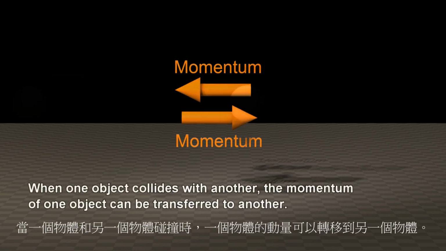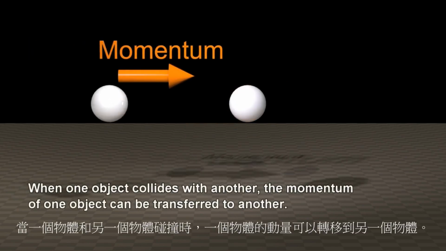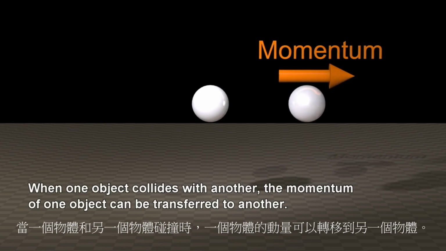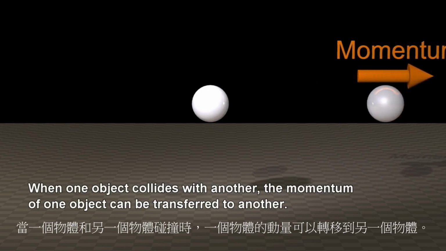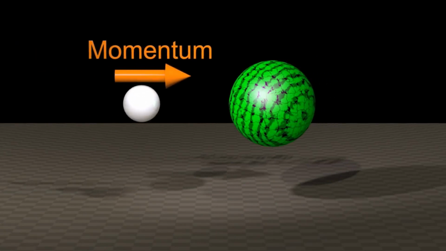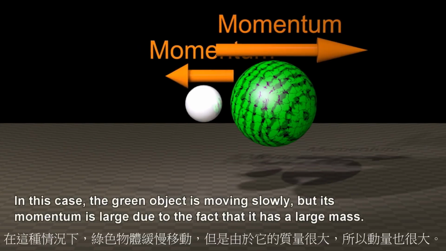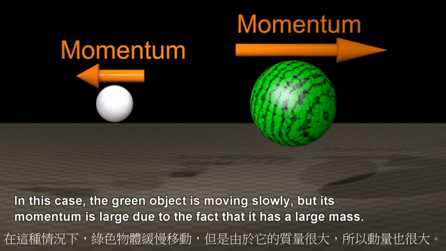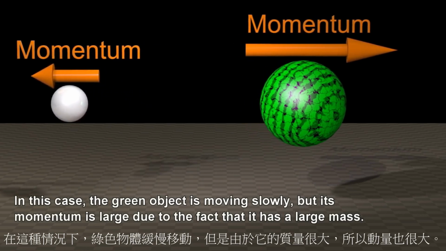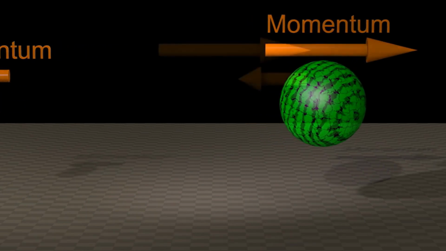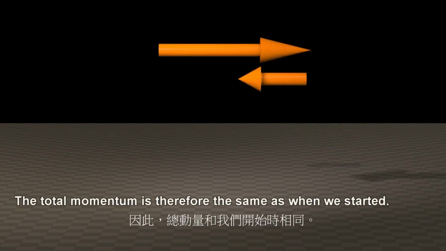When one object collides with another, the momentum of one object can be transferred to another. In this case, the green object is moving slowly, but its momentum is large due to the fact that it has a large mass. The total momentum is therefore the same as when we started.